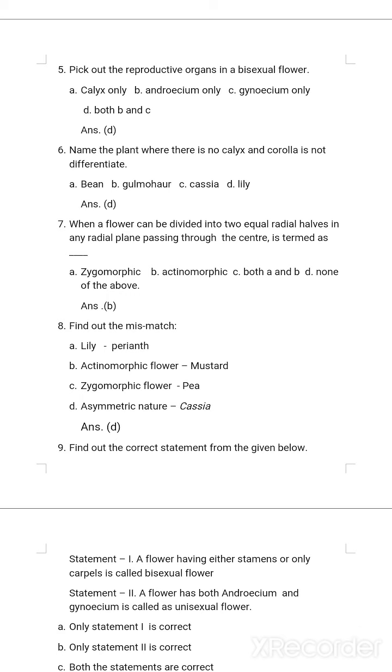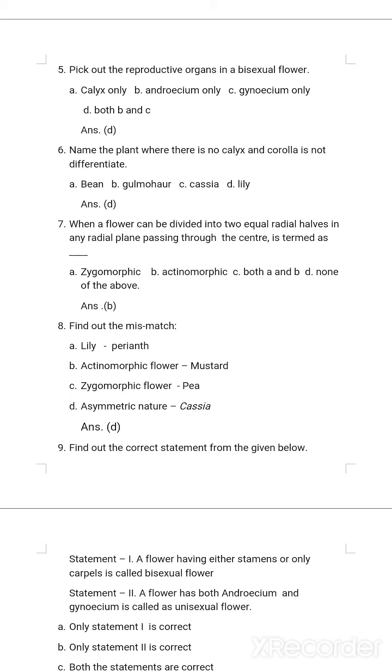Just now we had a discussion. Lily flower consisting of perianth, we know that. Actinomorphic flower, example mustard, this is also a correct pair. Next, zygomorphic flower, that nature can be seen in pea flower, that is also correct. Next, option D, asymmetric nature can be seen in canna flower, C-A-N-N-A, not in cassia flower. Understood? So the mismatch is asymmetric nature, cassia, option D.